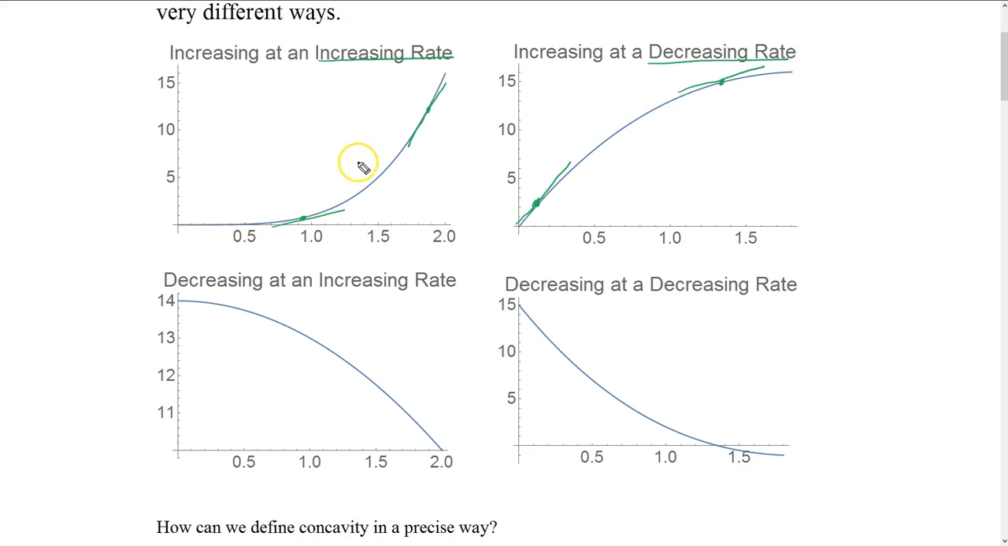Now we give names to the shape of these functions. This function we say is concave upward. And this function, we call the shape of its graph concave downward.